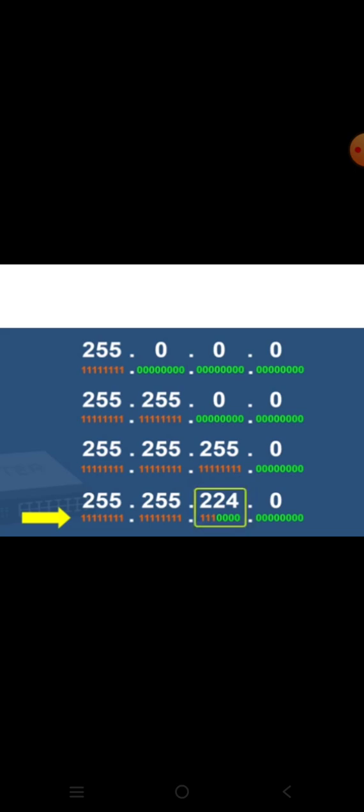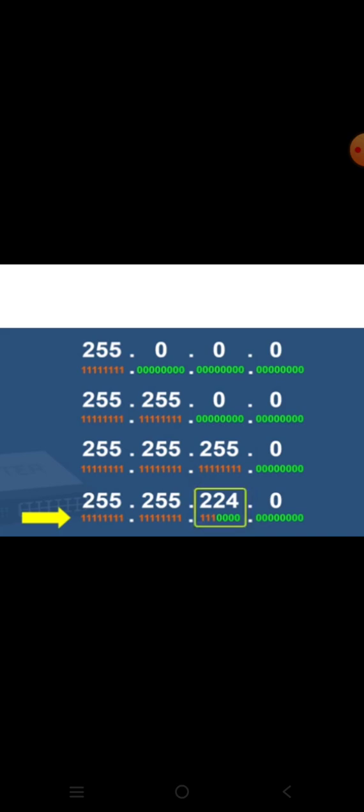I already explained. The MSB is 128, then 128 plus 64, then 128 plus 64 plus 32 will give you 224. 192 plus 32 gives 224. So the first MSB bits are 111 and the remaining are 0. So 16 plus 3, 19 bits are allocated for the network portion. Then 4 plus 8, 12 bits are allocated for the host portion.